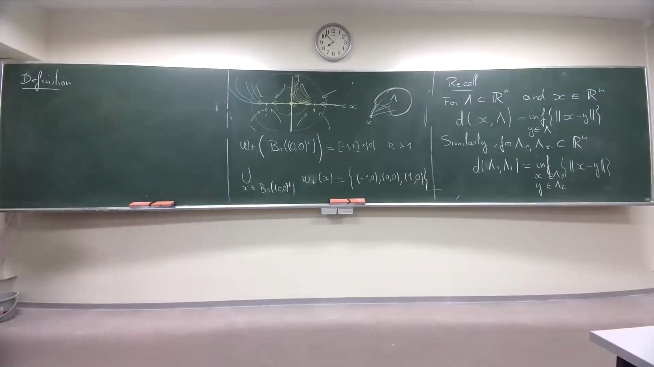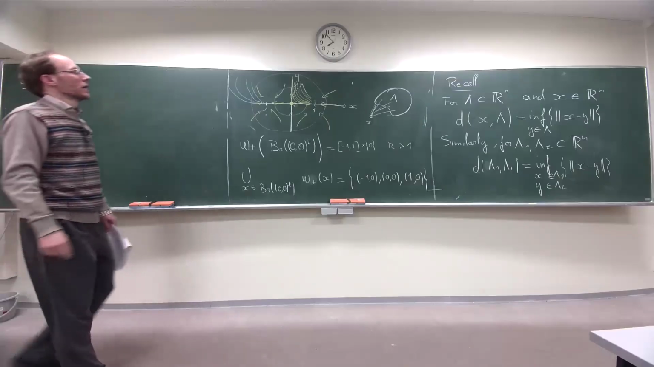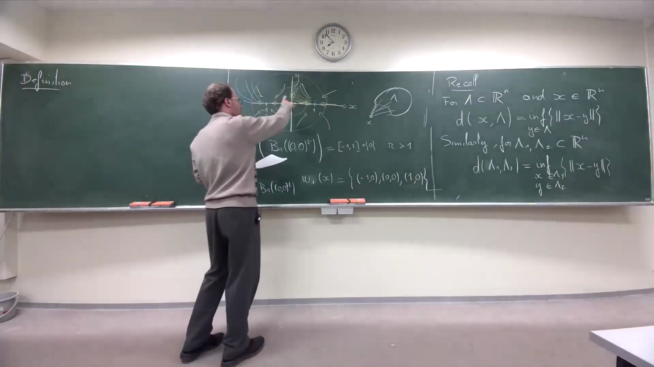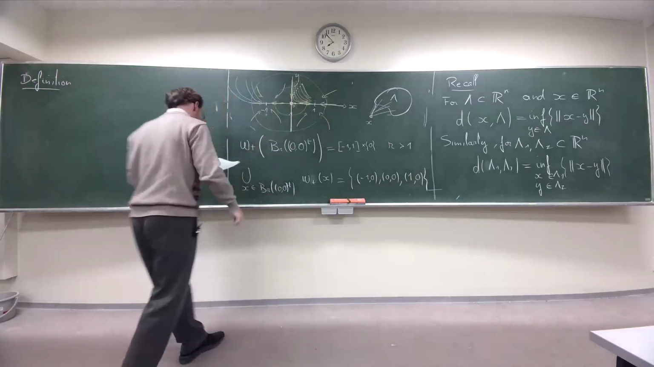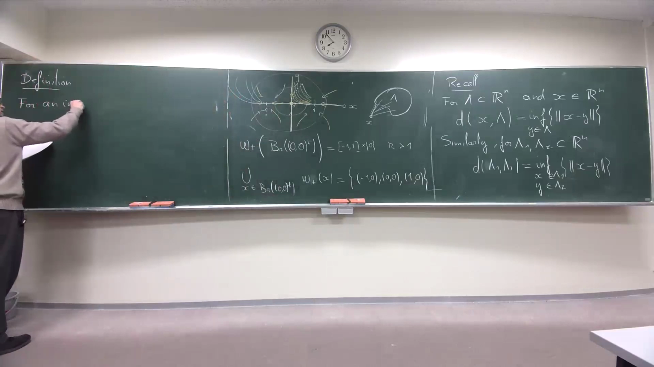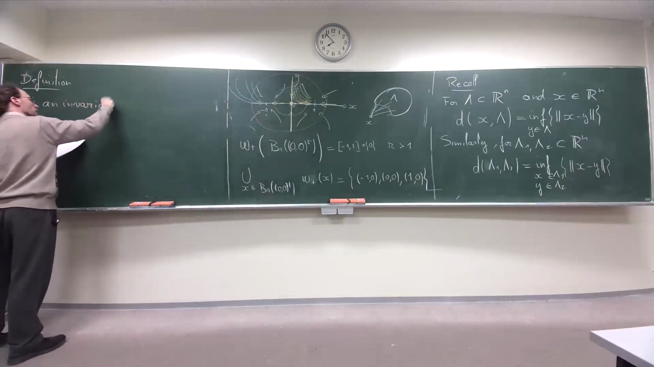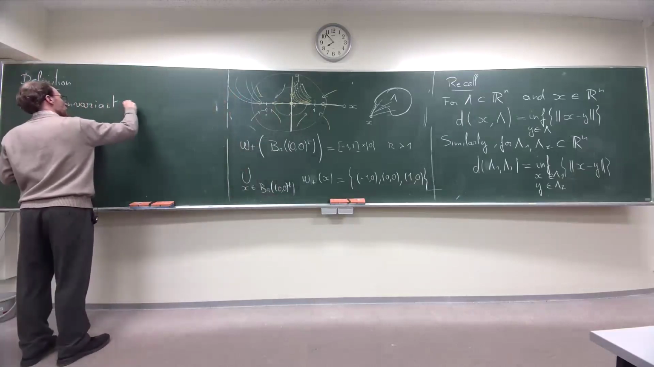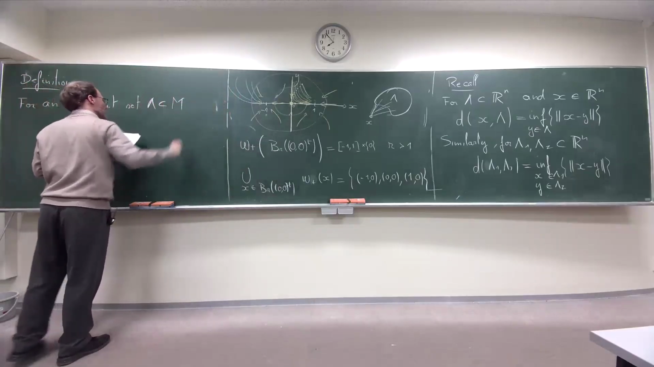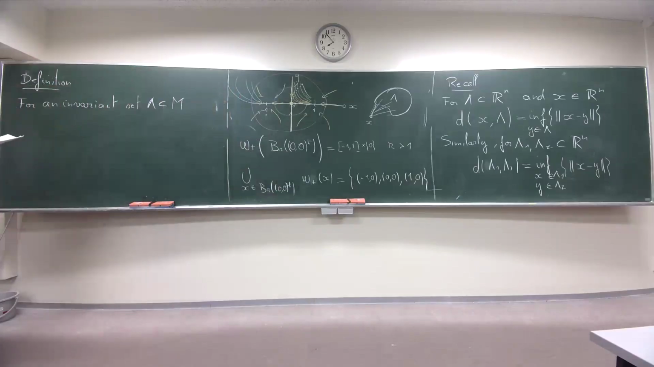I want to define, at the end, attracting regions. So, okay, let me start with this definition. I start with an invariant set, or for invariant set lambda in M. I don't know why I moved from x to lambda, but now it's invariant.